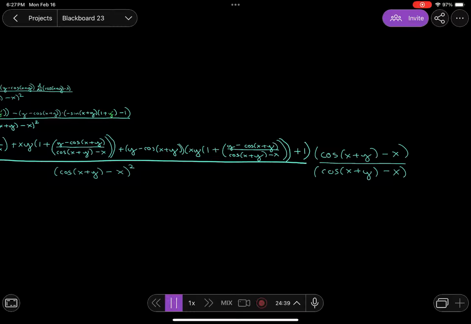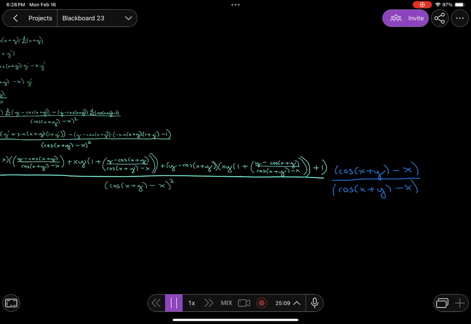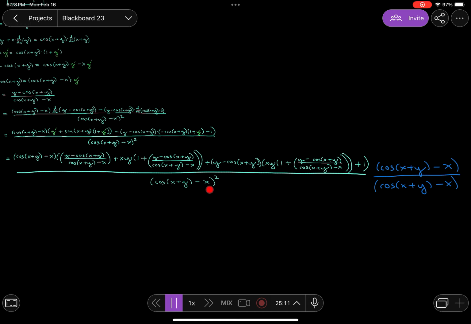Maybe I should use colors. I think I will use colors to make this extra clear. Yeah, here, let me do that again. We'll use dark blue. Okay, in the denominator, it's just going to be this cosine of x minus y, or excuse me, cosine of x plus y minus x cubed, because I have another one of them right here.